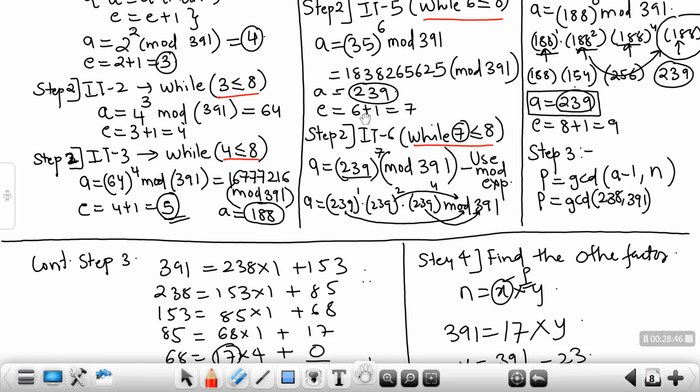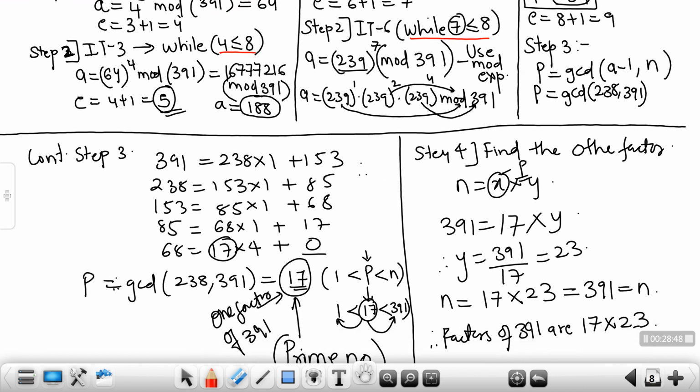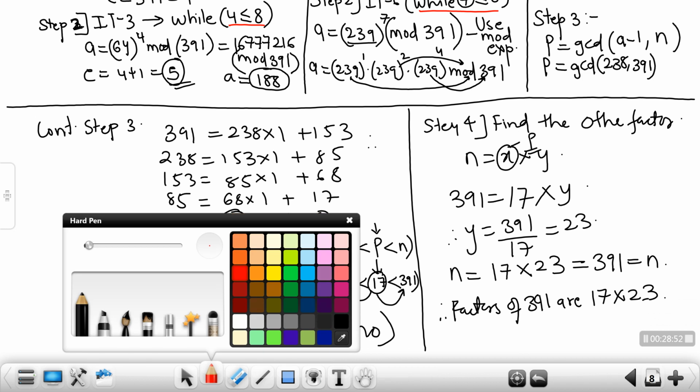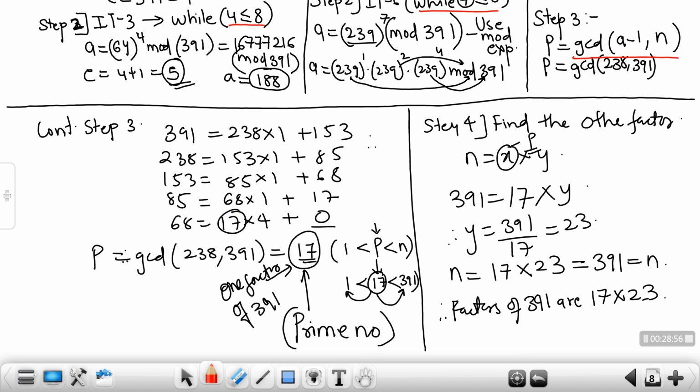Now once you get the value of A, my step number 3 is to calculate the value of P. To calculate it, I find the GCD of A minus 1 comma n. Once I calculate the GCD, I get 17, which is one of the factors of your number 391. It is also a prime number. We don't say prime number, we say it is a prime factor.